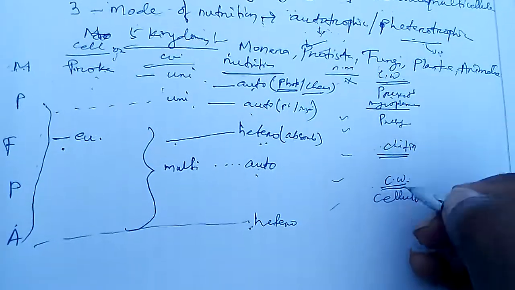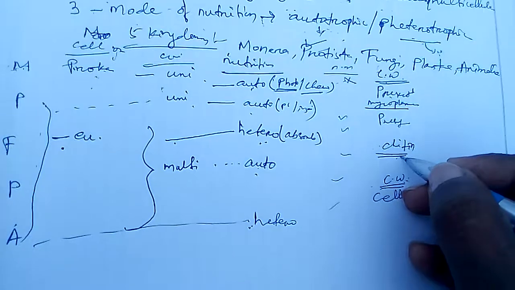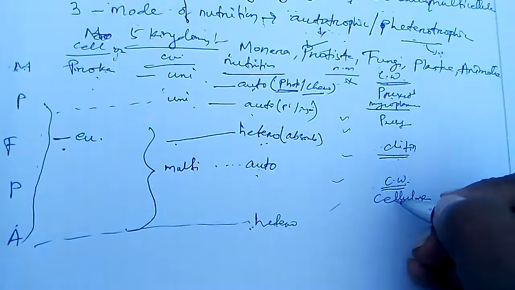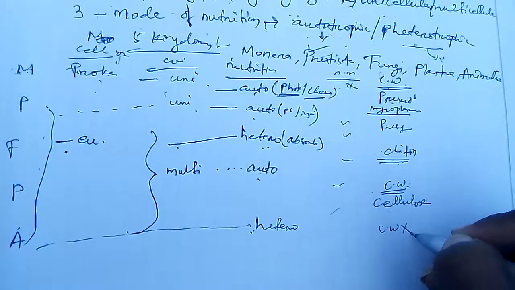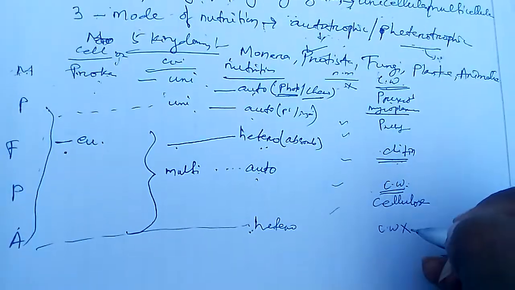Okay, so this is very important. In fungi the cell wall is made up of chitin, in Plantae the cell wall is made up of cellulose, and in animals the cell wall is generally absent. Okay, so this is a point.